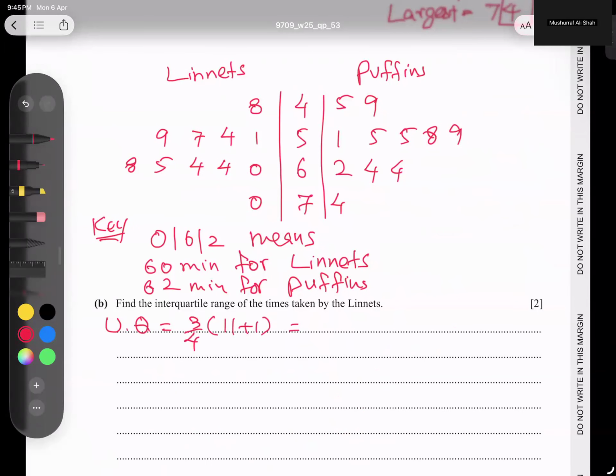12, so 3/4 of 12, ninth place. So ninth place, 1, 2, 3, 4, 5, 6, 7, 8, 9. So 65. So 65 upper quartile, 65 minutes. Okay. We have done upper quartile.